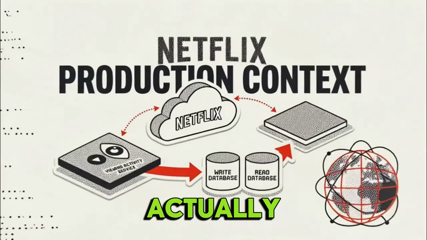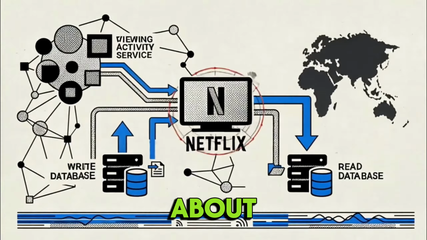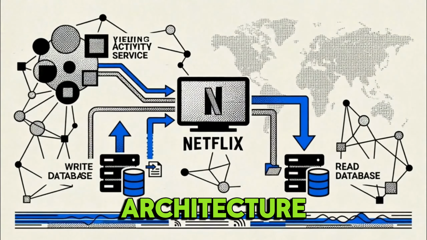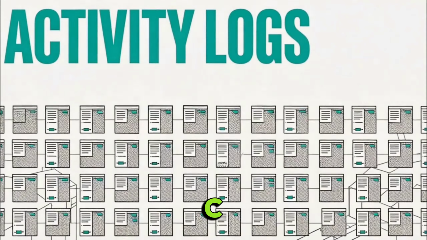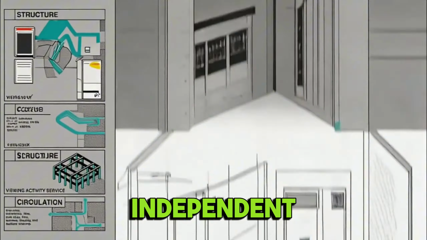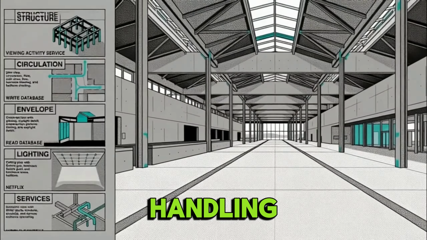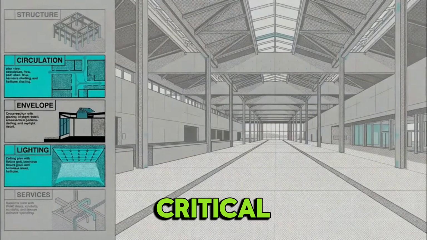How Netflix actually uses this in production. Now, let me get specific about how Netflix applies this architecture in production. Netflix does not have one CQRS system. They have dozens of independent instances of this pattern, each handling a different domain of their platform. Let me walk you through the three most critical ones.